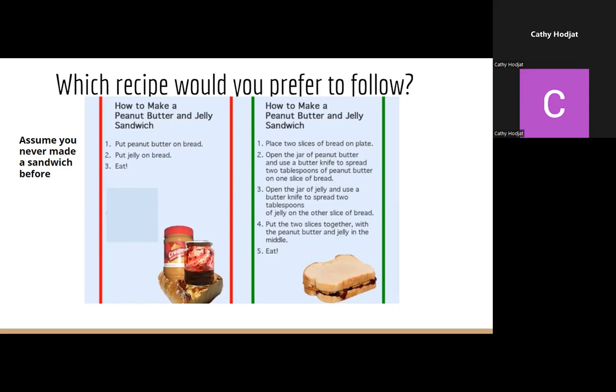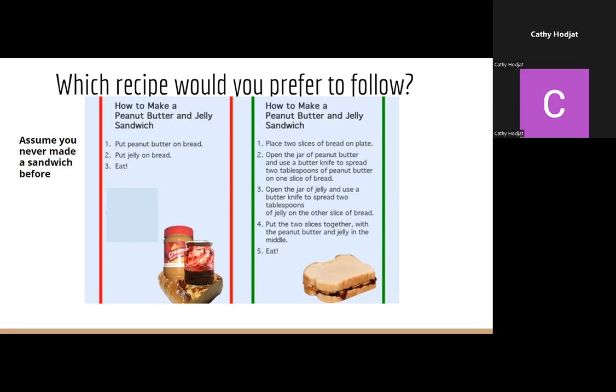Now let's look at the second recipe. Step 1, place 2 slices of bread on plates. Step 2, open the jar of peanut butter and use a butter knife to spread 2 tablespoons of peanut butter on 1 slice of bread. Step 3, open the jar of jelly and use a butter knife to spread 2 tablespoons of jelly on the other slice of bread. Step 4, put the 2 slices together with the peanut butter and jelly in the middle. Step 5, eat.